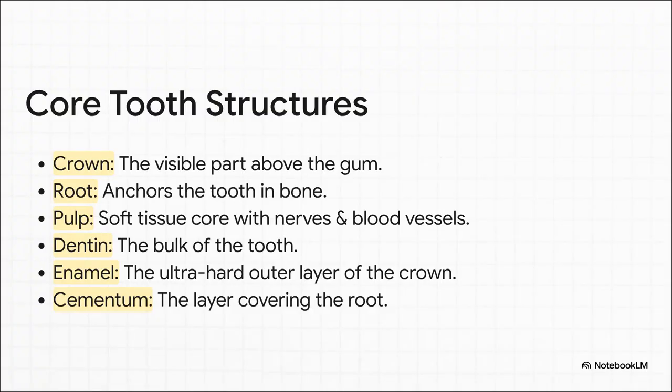All right, quick review. Every tooth has the crown, that's the part you see, and the root, which you don't. Deep inside, you've got the living pulp, full of nerves and blood vessels. That's surrounded by the main bulk of the tooth, called dentin. And then protecting all of it is the super hard enamel on the crown and a layer called cementum covering the root. Simple enough, right?